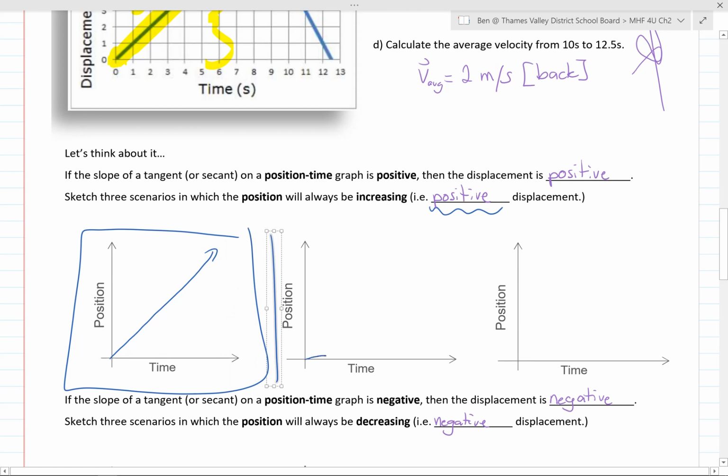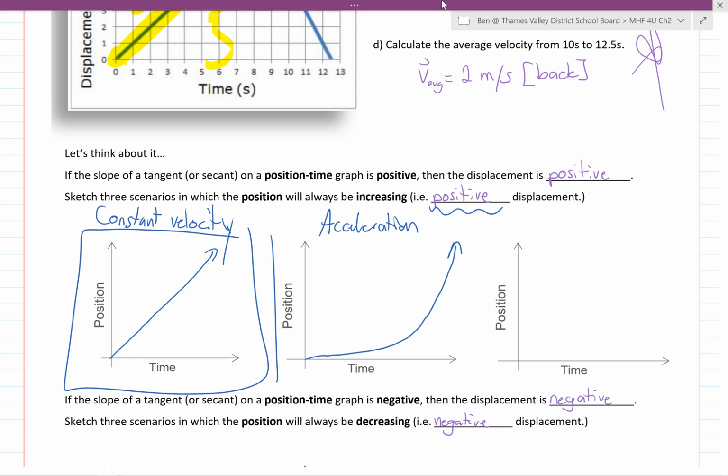This one looks like this. The kind of shape this is like an exponential function, say. This is what we call acceleration. Okay, so I should write this as the first one was constant velocity. The next one is acceleration.